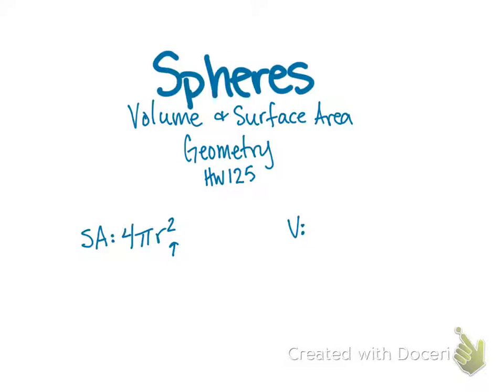And our formula for volume is 4/3 pi times the radius cubed. And this one is cubed because it's three-dimensional. Okay, and this is squared because it's 2D, right? Surface area is 2D, volume is 3D. All right, what does this look like?